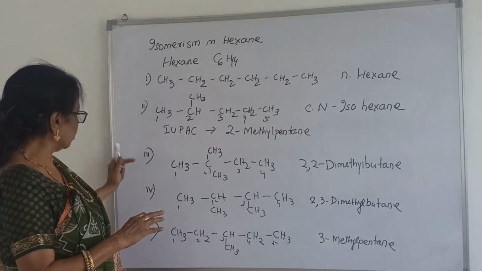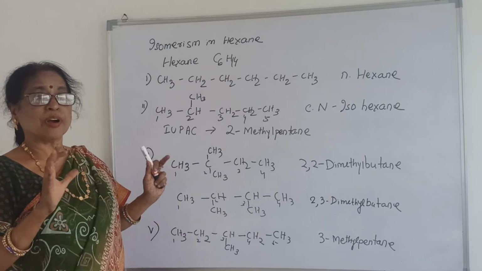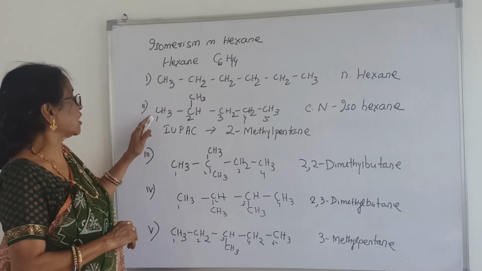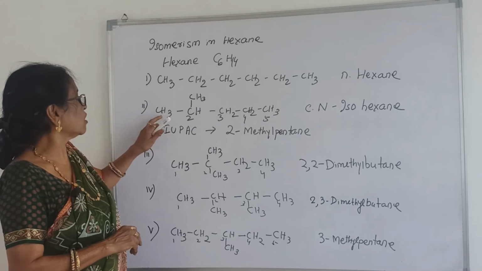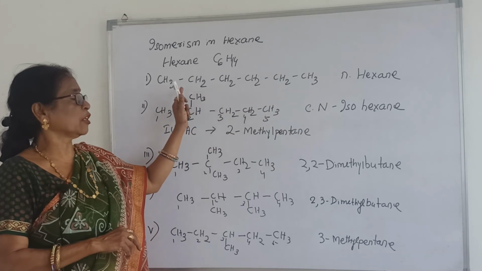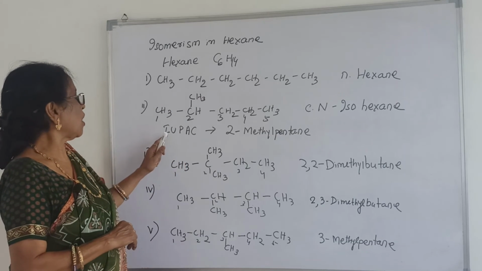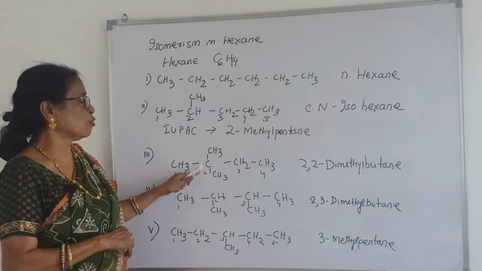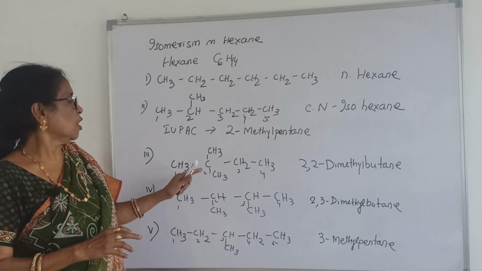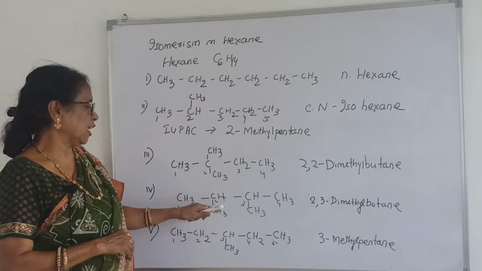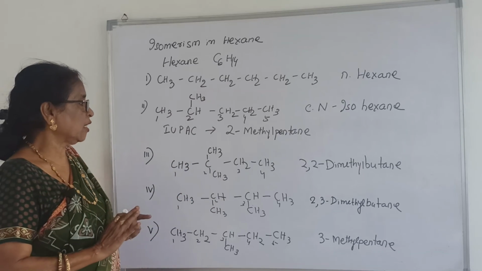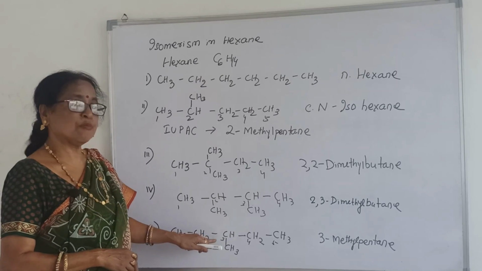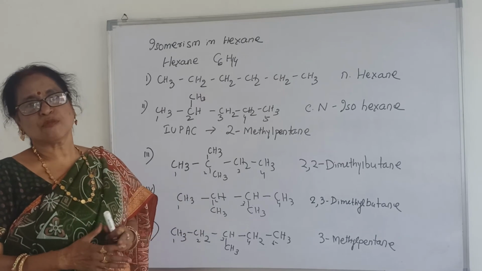Hexane has 5 isomers. First one n-hexane. Second one isohexane, because 1, 2, 3, 4, 5 and this is 6. So the IUPAC name, with a methyl at 2 position, is 2-methylpentane. This one, 2 position, 2 methyl: 2,2-dimethylbutane, and 2,3-dimethylbutane. It is 2,2-dimethyl, it is 2,3-dimethyl. And here, in 3 position methyl, 3-methylpentane.